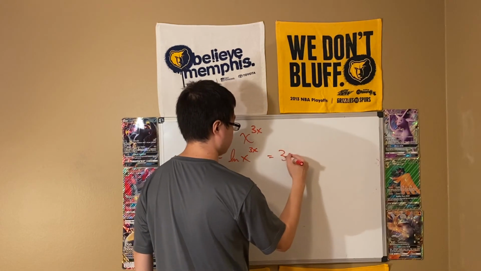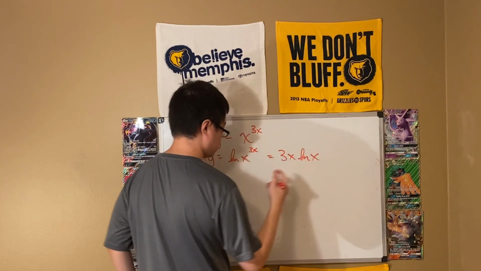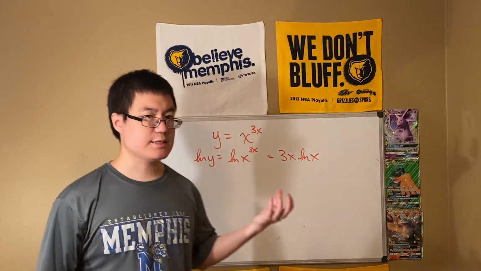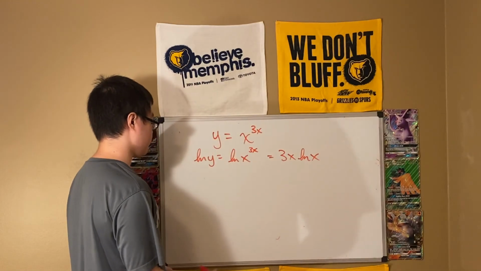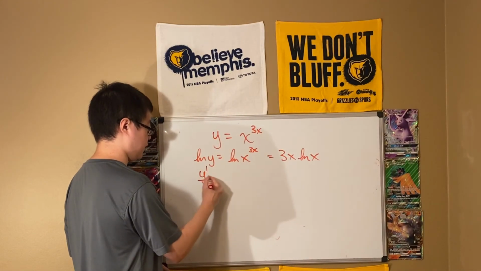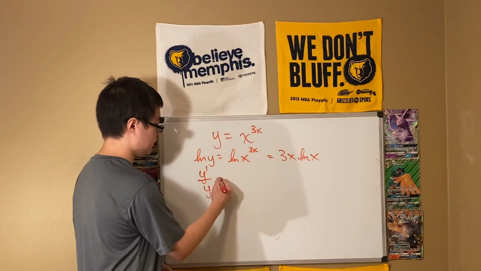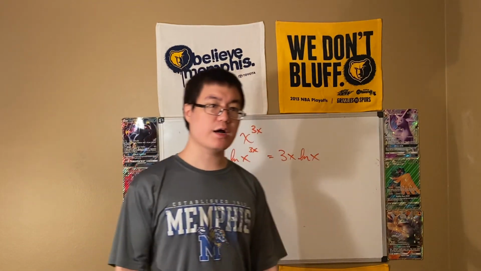So that's going to be 3x ln x. That's good. So that's the algebra step. Now for the calculus step, what's the derivative of ln of y? Again, it's always going to be y prime over y, nothing too bad. And then just remember here that we have product rule.